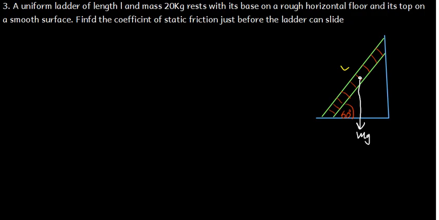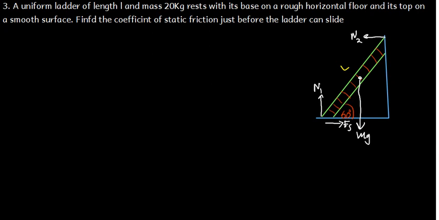And the other force, we want to find the coefficient of static friction just before the ladder can slip. So here we are going to have a static friction that is going to be balancing the ladder so that it does not slip. And then we are going to have a normal force 1 here. We also have another normal force here, N2.